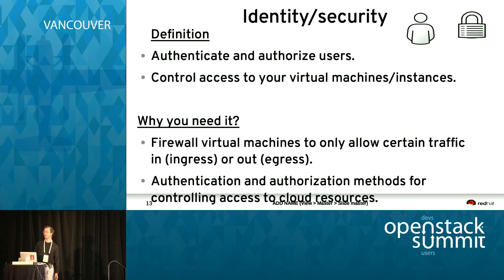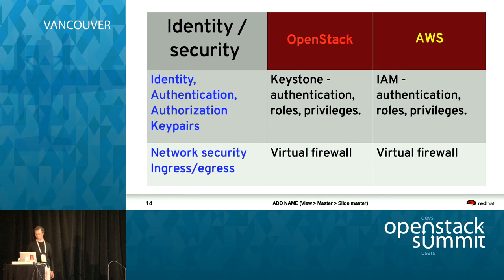Identity and security. So when you run your cloud, you want to authenticate and authorize users, control how people log in, things like key pairs, how they access their VMs. And on the security side as well, you want to firewall off your instances. So you only want to let certain traffic in or out, and you also want to control who can actually access the VM. So in OpenStack, it's called Keystone. In AWS, it's called IAM, Identity Access Management. They both offer pretty much a virtual firewall.